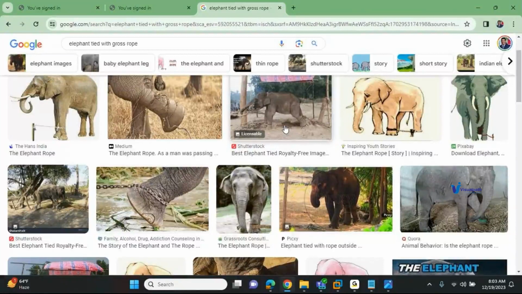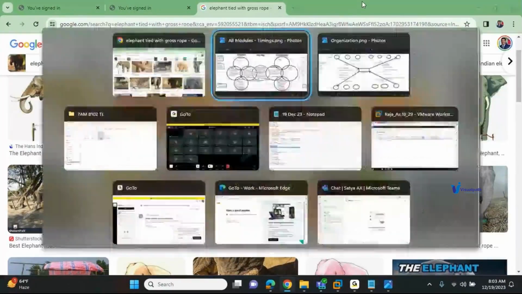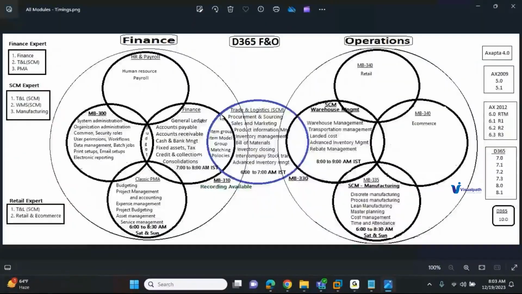So in a circus where there is a fire accident, all the animals escape. Only the elephants die, because elephants can move, but in their mind it was fixed. Now finance: if you learn finance in the very initial stage, you can learn all the rest. If you start with other modules, you will think this is very complex, I cannot learn it in my life.